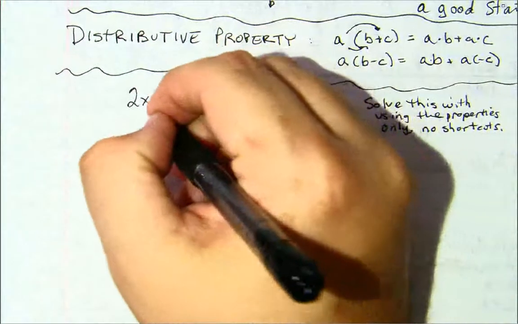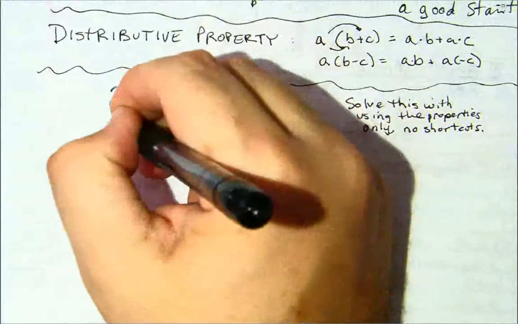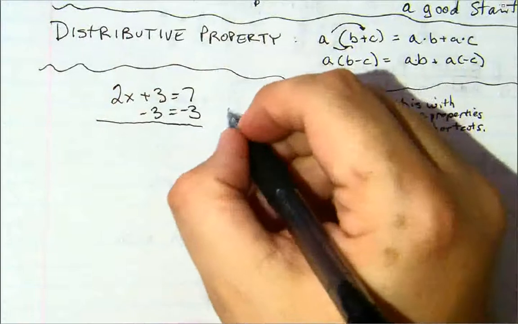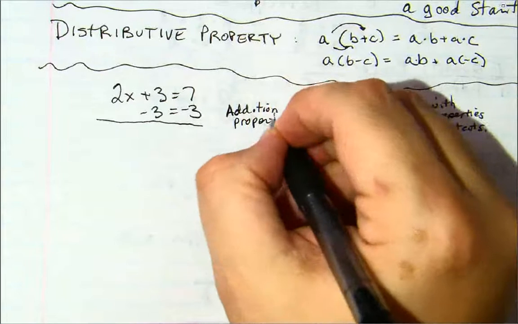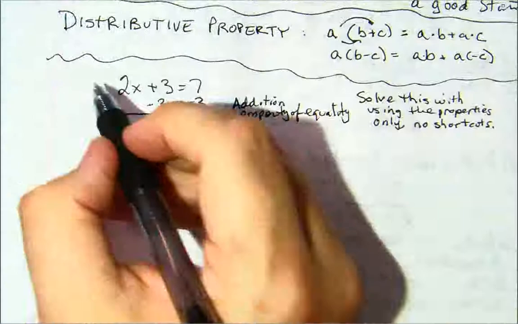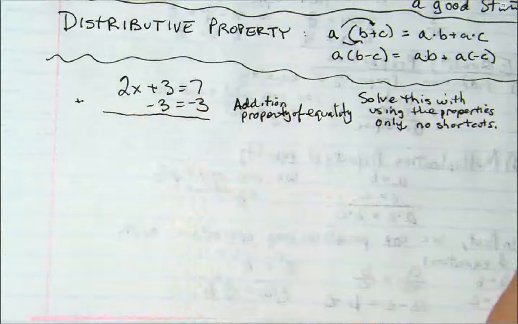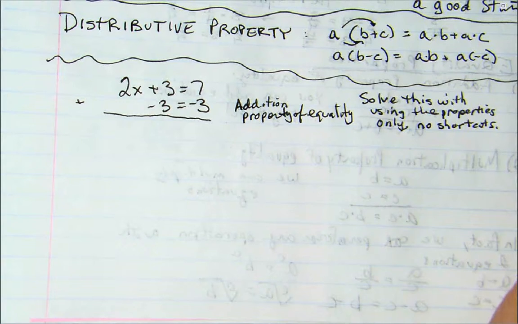But if you say negative three is equal to negative three, what can I do with any two equations? This is the addition property of equality. I can add these two equations together. Ladies and gentlemen, this is one of the biggest things that can save your grades and get you to the right answers: start treating solving a simple equation as just adding or multiplying and dividing equations together.